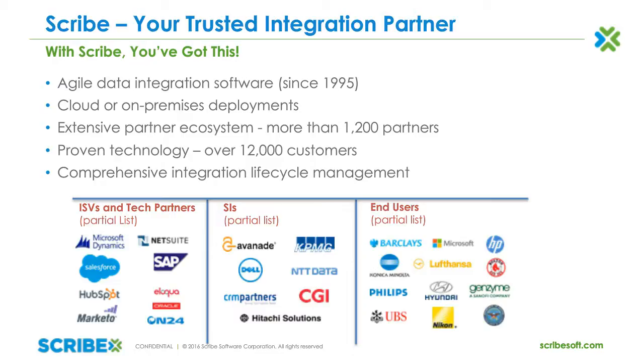So Scribe has been around for over 20 years. We are trusted in the integration market. Again, cloud and on-premise deployments. We have our extensive partner ecosystem, 1,200 partners and over 12,000 customers. We really do any type of integration project. We're not really vertical focused.